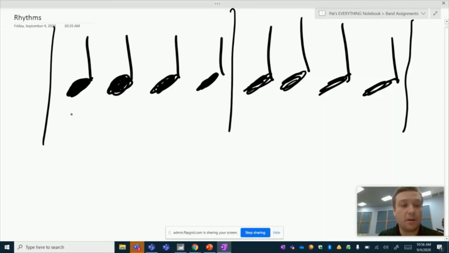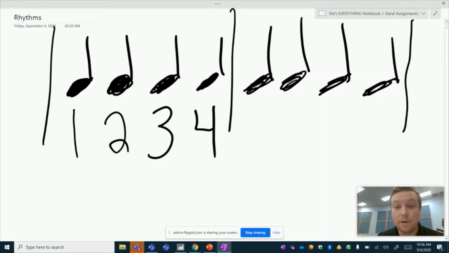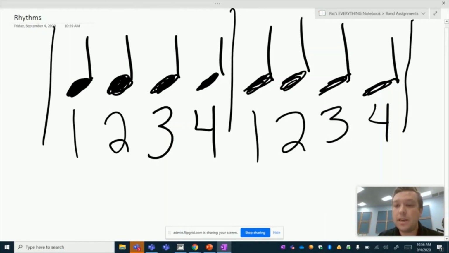Okay, so I got my cursor here. I'm going to put a big 1, a big 2, a big 3, and a big 4. And then would I put a 5 right here? No, because there's a bar line. So I'm going to do a big 1, big 2, big 3, and a big 4. Okay? And that's how you write your rhythms underneath the notes for quarter notes.